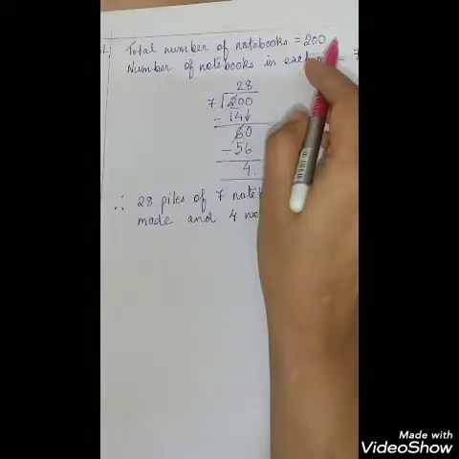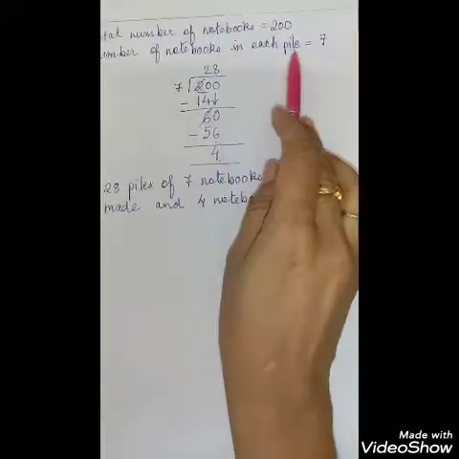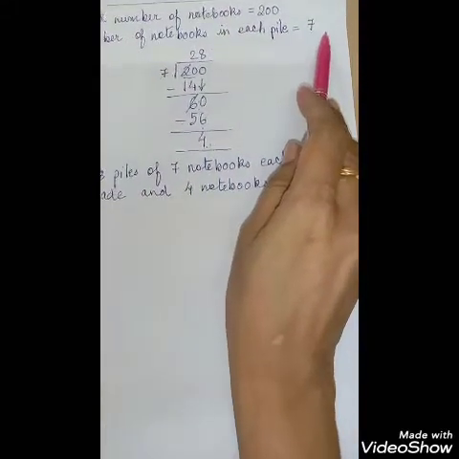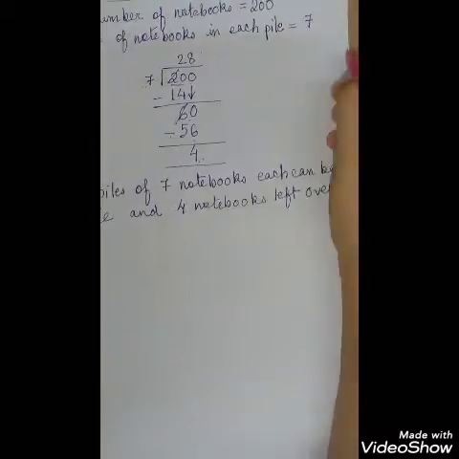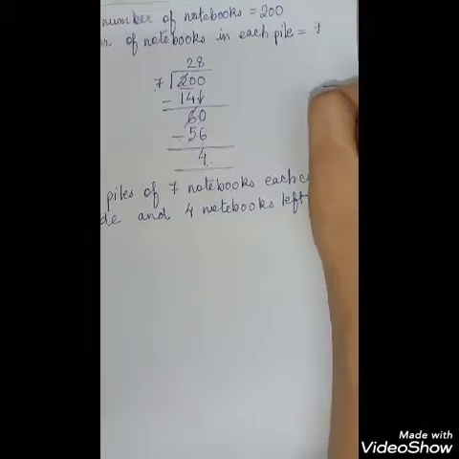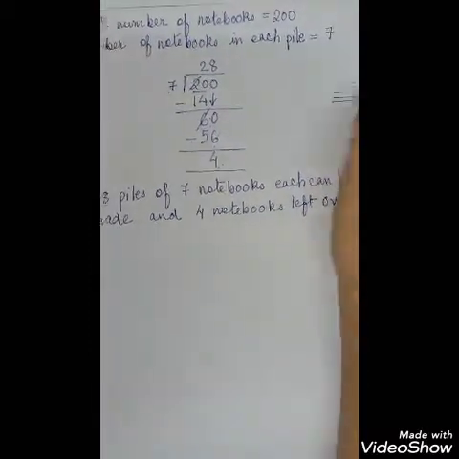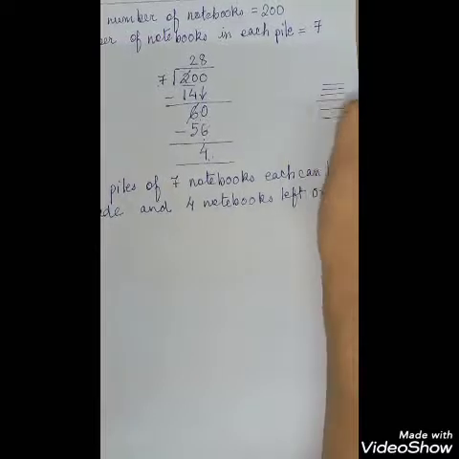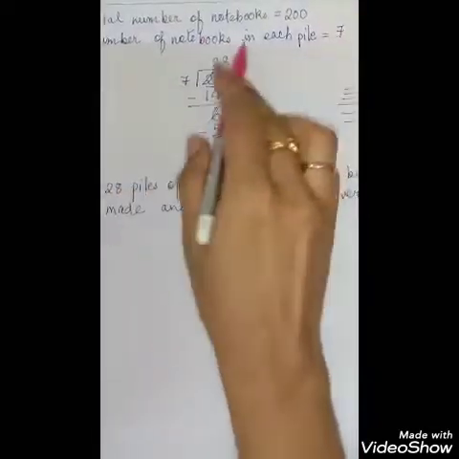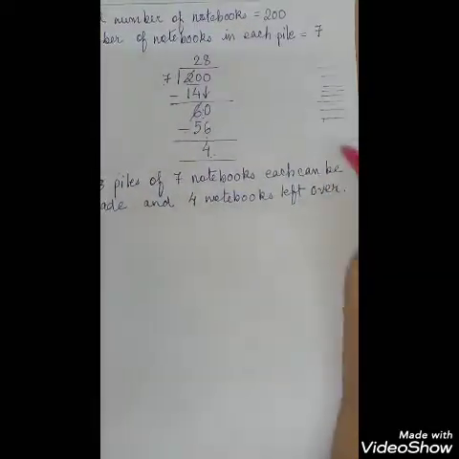Total number of notebooks 200. Number of notebooks in each pile 7. Yes. So in each pile how many are there? 7. So a pile is keeping one book upon another, no? So this is called a pile. Number of notebooks in each pile, 7 are there.